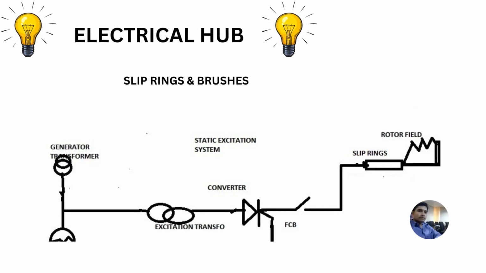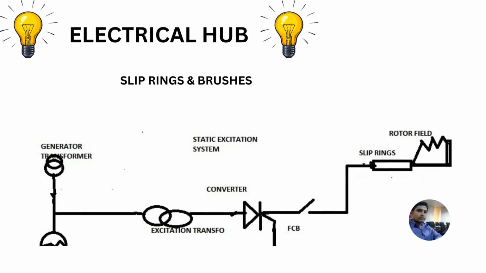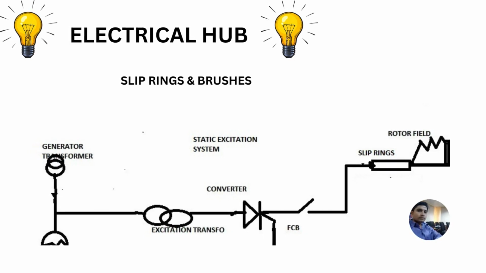The next part is the slip ring and brushes. The slip rings are positive and negative. They are rotating at synchronous speed and they supply the DC voltage to the rotor winding, while the brushes connected here are static and are not rotating at synchronous speed.